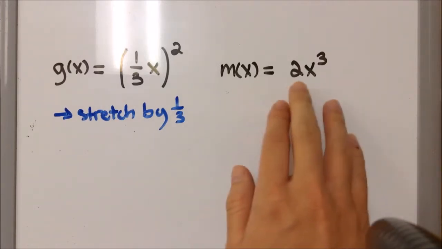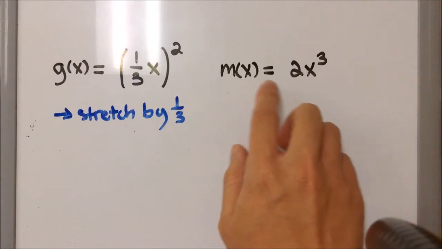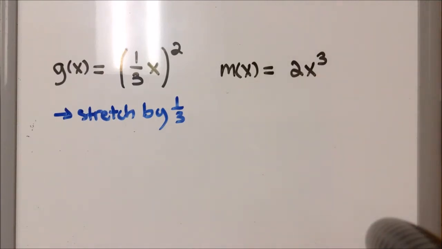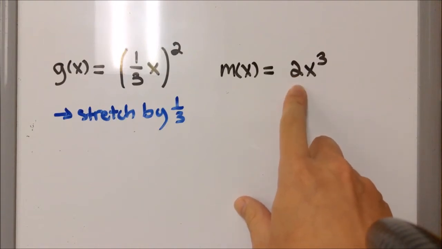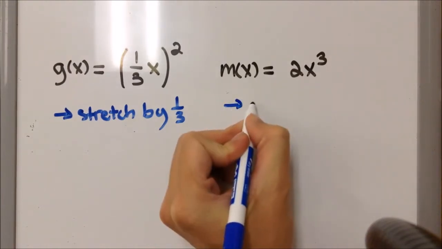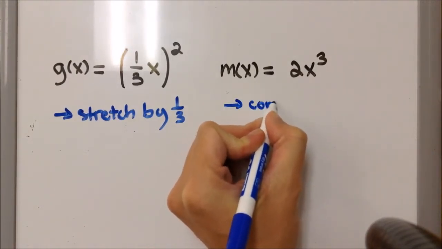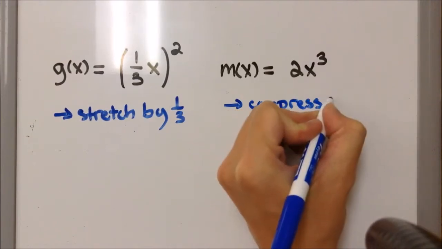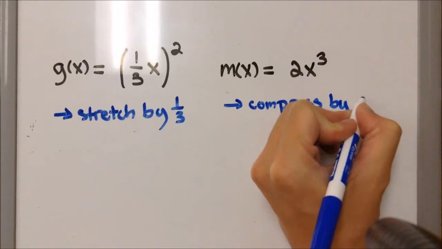Moving on to example 2, we have m of x equals 2x to the third power. So, since we have a 2 outside the function, and the 2 is a whole number, this transformation is compressed by the factor of 2.